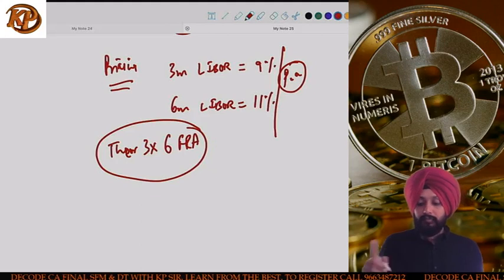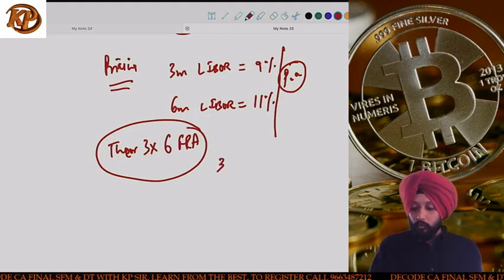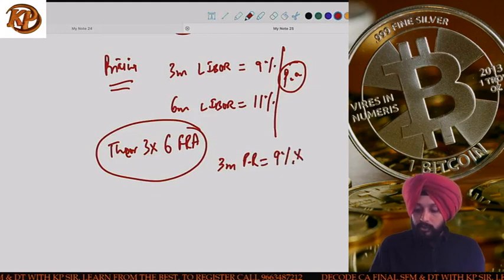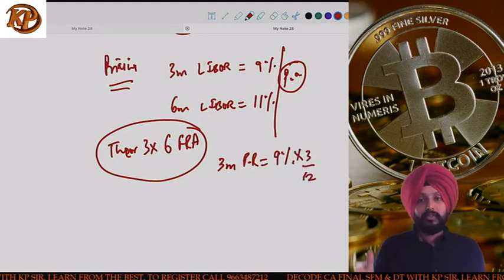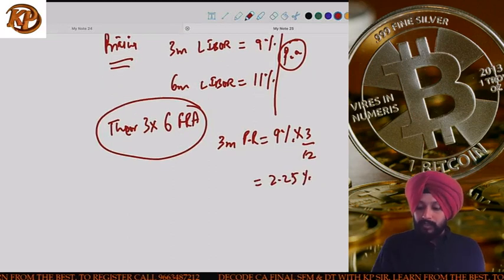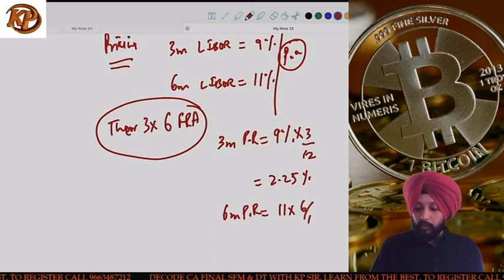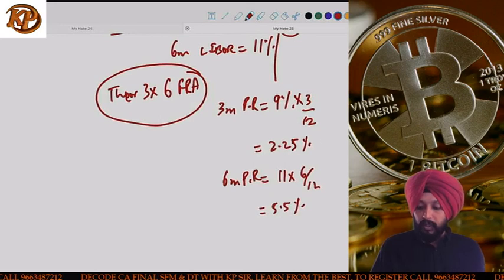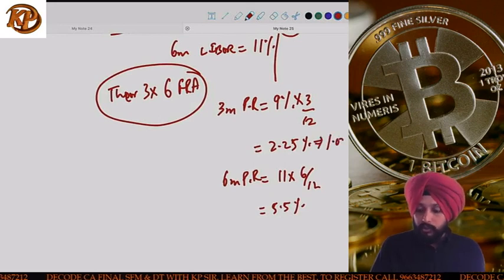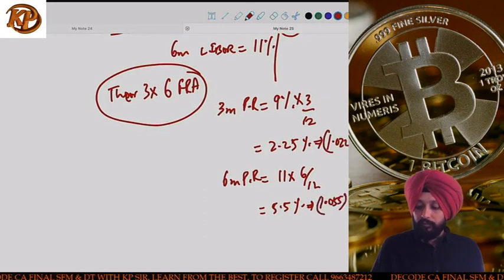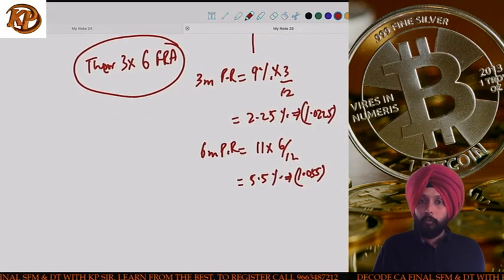So in this case, if 3 months LIBOR is 9%, then first you calculate a 3-month periodic rate. That is, you convert this into a 3 months equivalent rate, which is 9% into 3 by 12, let's say, 2.25%. And similarly, the 6 months periodic rate also we will calculate, which is 11% into 6 by 12, and we get 5.5%. Once you do this, then you make a factor of this, which is 1.0225, and we can make a factor of this, which is 1.055.